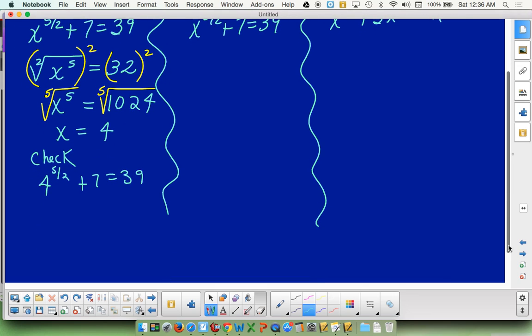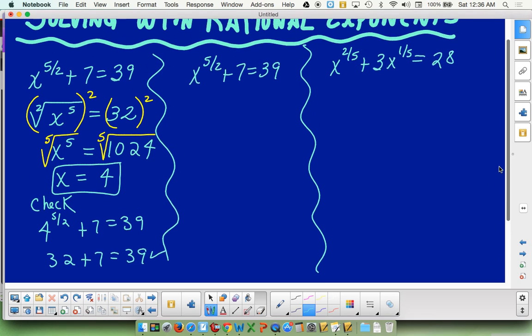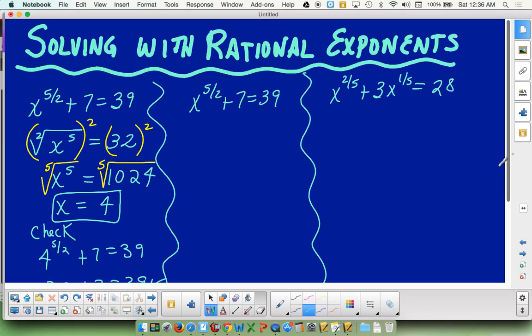Okay, well, 4 to the 5 halves, that's the square root of 4, 2 to the 5th power is 32. That's 32 plus 7 equals 39. Yep, that checks. Okay, I personally think that's the slow way. That's the way that you're probably most comfortable with, but that's the slow way. Let me show you the fast way.